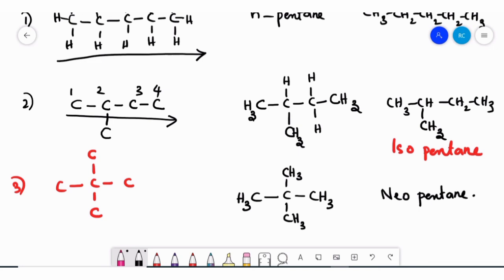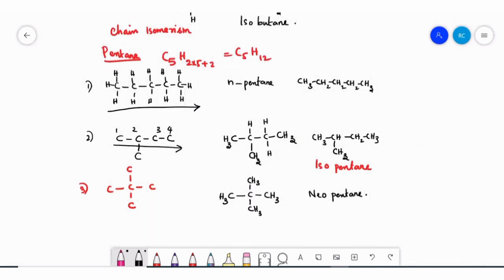So these are the 3 structural isomers of pentane. These 3 are chain isomers because we have reduced only the chain length. Pentane has 3 chain isomers: normal pentane, isopentane and neopentane.